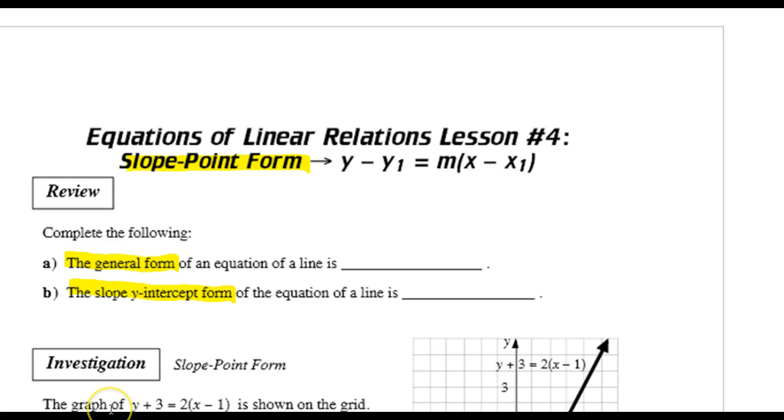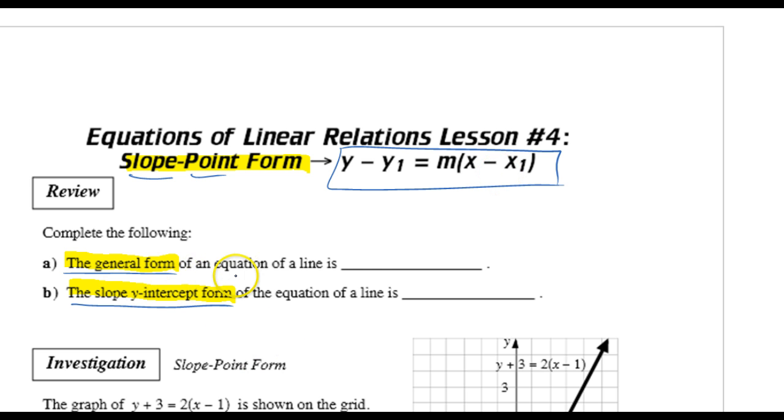Welcome everybody. Today we're going to look at slope point form, which is lesson 4 of our equations of linear relations unit. Last class we looked at the general form, and the one class before that we looked at the y-intercept form. Today we're going to learn one more method of writing equations, and that's the slope point form. This is the format it's in, and I'll go through that in a second. But let's do a quick review here.